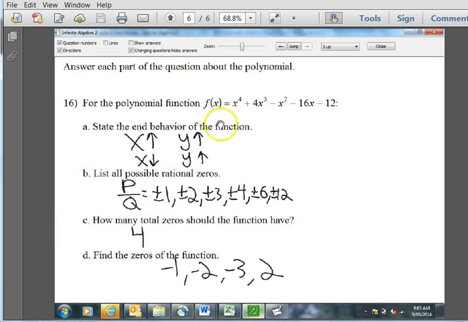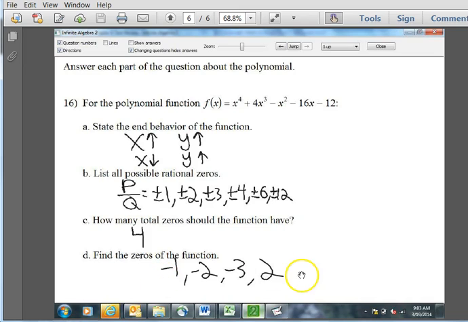Total number of zeros, what's my biggest exponent? 4. So that means 4 is the total number of zeros I could have. I'm not saying you have to have that many, but you could. Now, find the zeros of the function. That's synthetic division on my p over q list here, with these as my coefficients. 4, 3, 2, 1, x to the 0, no placeholders needed. My coefficients are 1, 4, negative 1, negative 16, and negative 12.